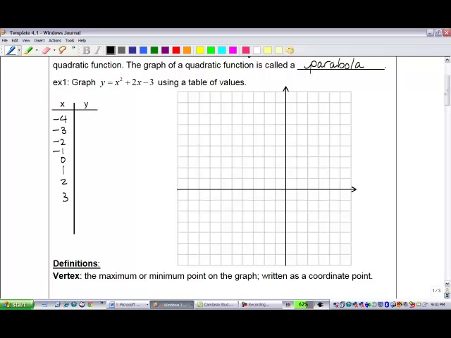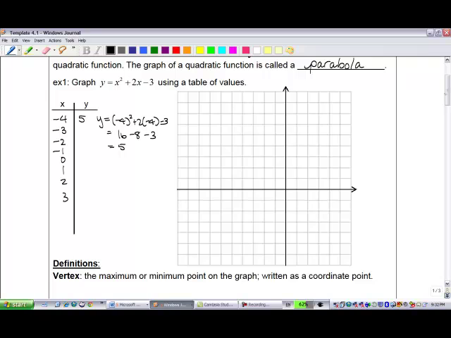And just to show you off to the side here, a quick value, y equals -4 squared plus 2 times -4 minus 3. That would be 16 minus 8 minus 3. And 16 minus 8 is 8, minus 3 is 5. So at -4 we get a value of 5.